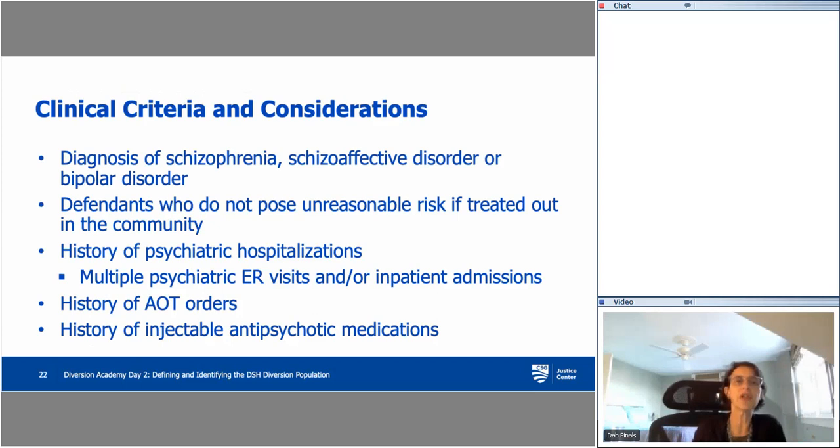So the clinical criteria in this program: diagnoses of schizophrenia, schizoaffective disorder, bipolar disorder, defendants who do not pose unreasonable risk if treated out in the community, histories of multiple psychiatric hospitalizations, who have multiple ER visits. In some states, they're looking at AOT orders, these assisted outpatient treatment orders, people who've had a history of injectable antipsychotic medications. I mean, these might be clinical criteria to think about who might be eligible.